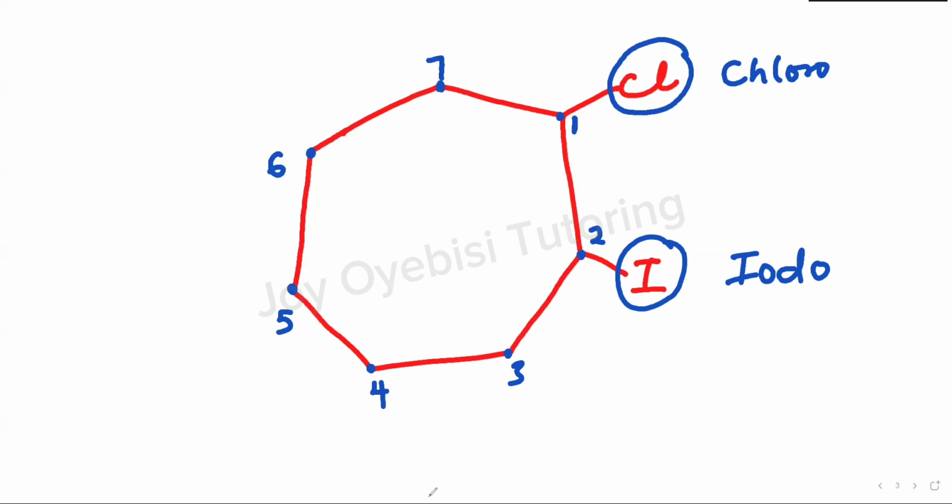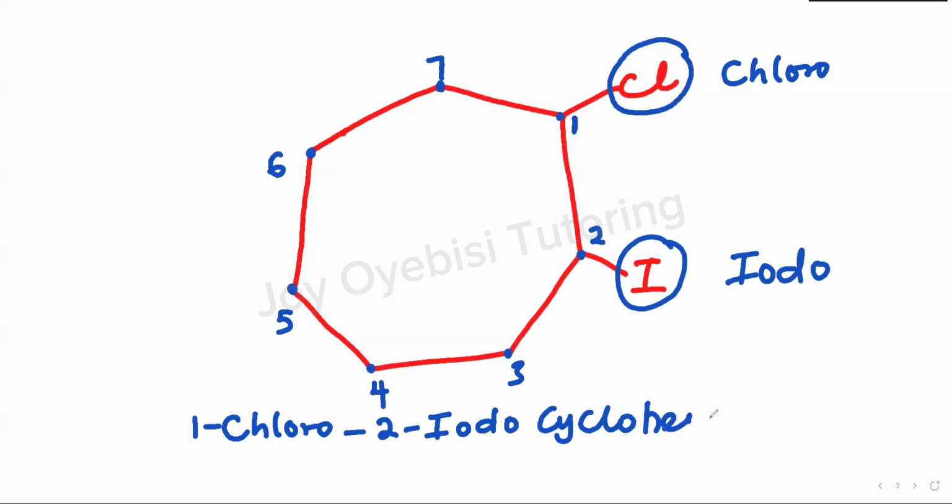So the name of this compound would be 1-chloro. You put the position of the chloro. And in this case, chlorine is attached to carbon 1. And then 2-iodo, the position of the iodine on carbon 2. And now we have a total of 7 carbons in a cyclic form. 7 is hept. So we're going to say cyclohept. And because this is again single bonds all round, you're going to end it with ANE. So that'll be 1-chloro-2-iodocycloheptane.